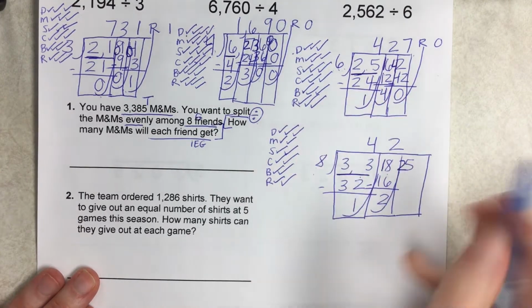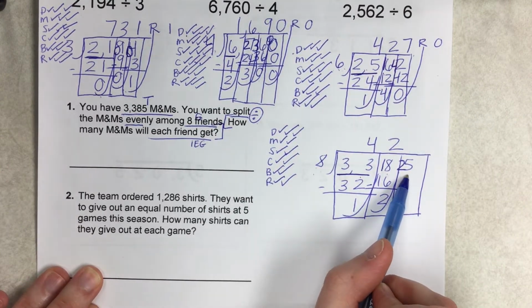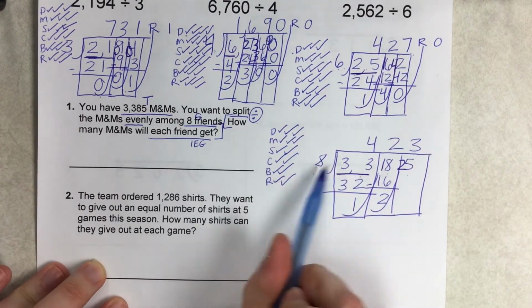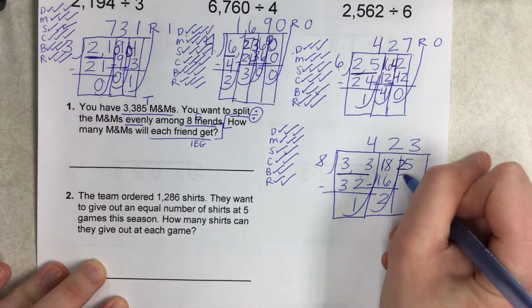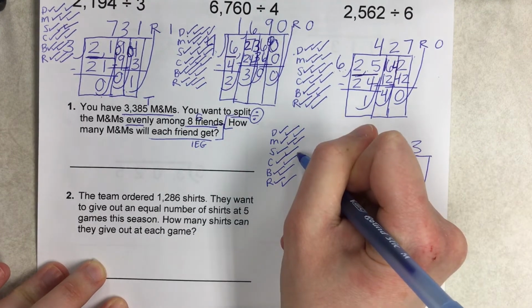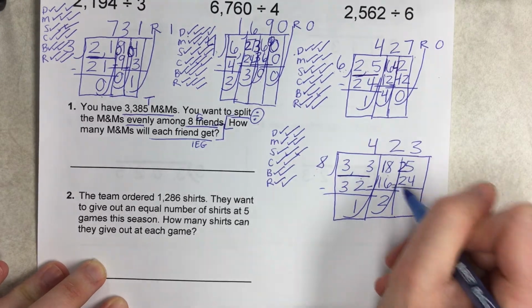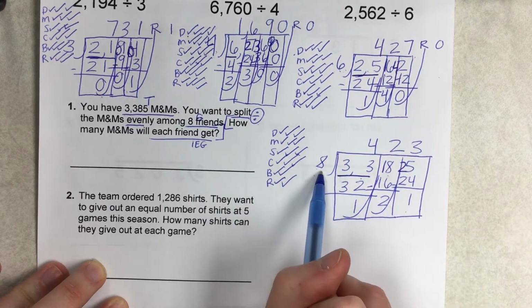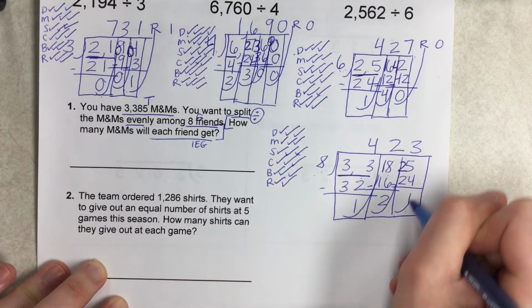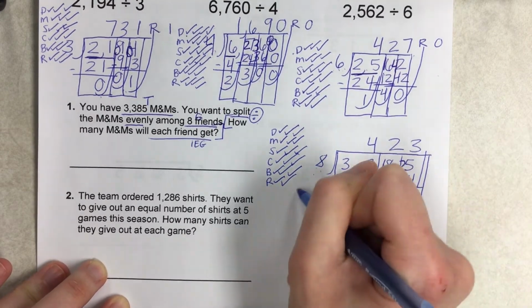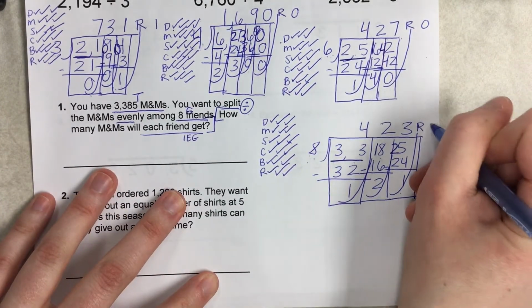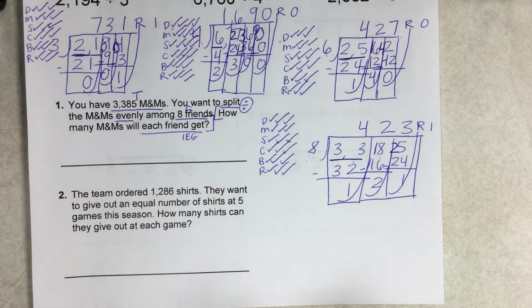Back to the top, determine. 8 times what gets me close to 25 without going over? 3. Multiply. 8 kids each get 3 Smarties. 24. Subtract. 25 minus 24 is 1. Compare. 1 Smartie, 8 kids, can't pass out anymore. So I'm going to bring up the 1, and it is a remainder because I don't have another box left. So my answer is 423, remainder 1.